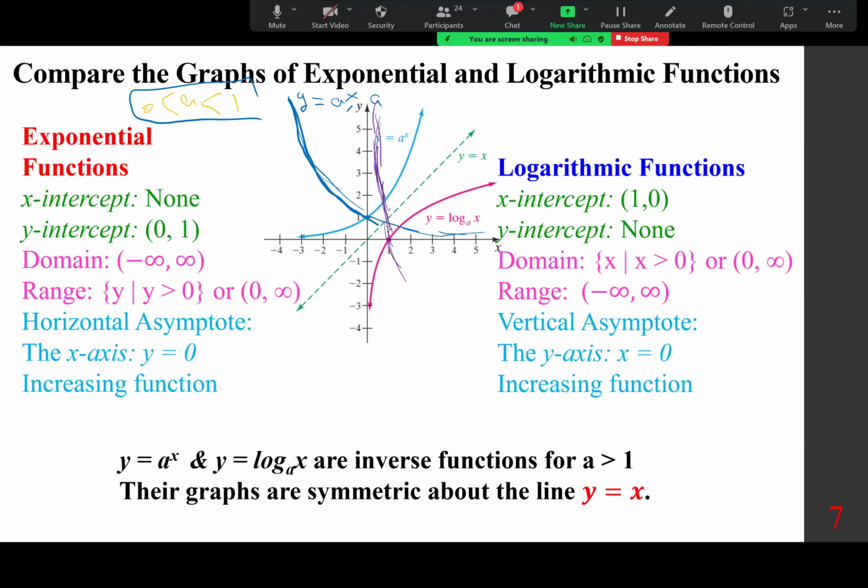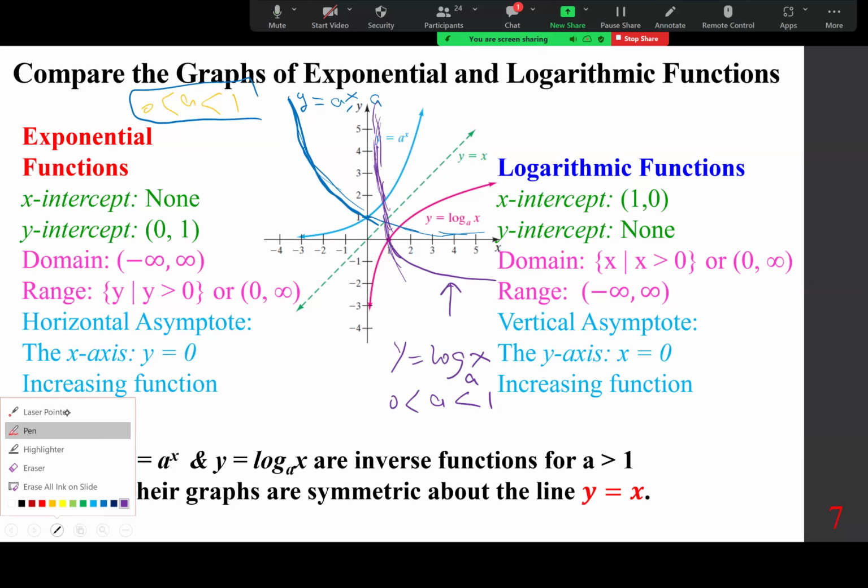Looks like that. So this would be the graph of y equals log x base a, where a is between 0 and 1. So this would be the graph of an exponential function. This would be the graph of a logarithmic function. Again, they are inverse functions.